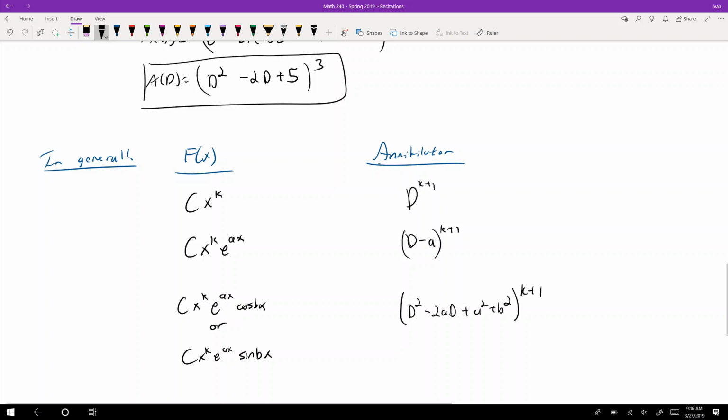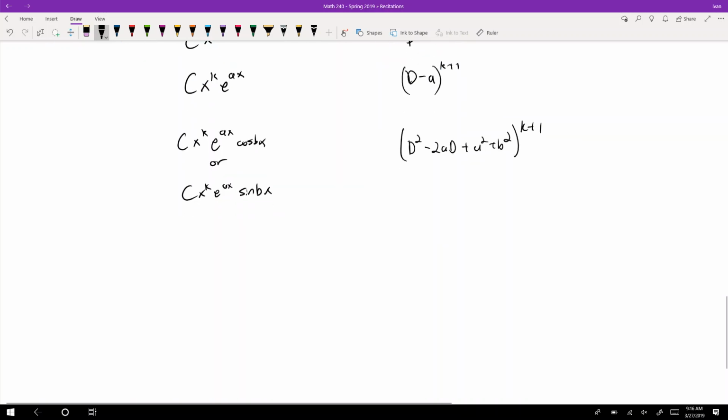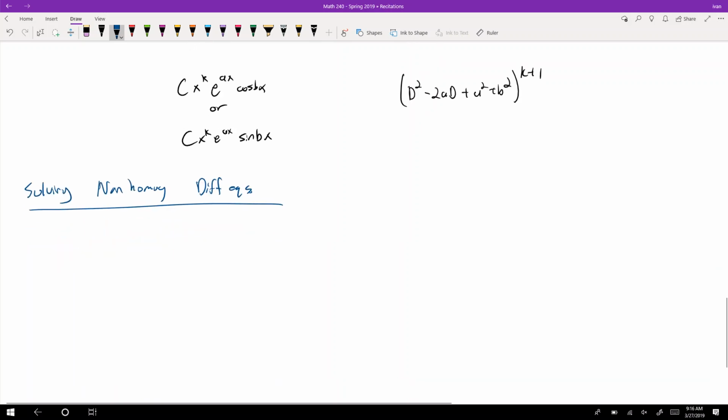All right, so now let's talk about solving non-homogeneous diffie-qs. So it's a 4-step process to solving non-homogeneous diffie-qs. How do we do it? So this is applicable to everything, not just what we do today, but what we're going to do in the future. We're going to follow the same 4 steps over and over and over.